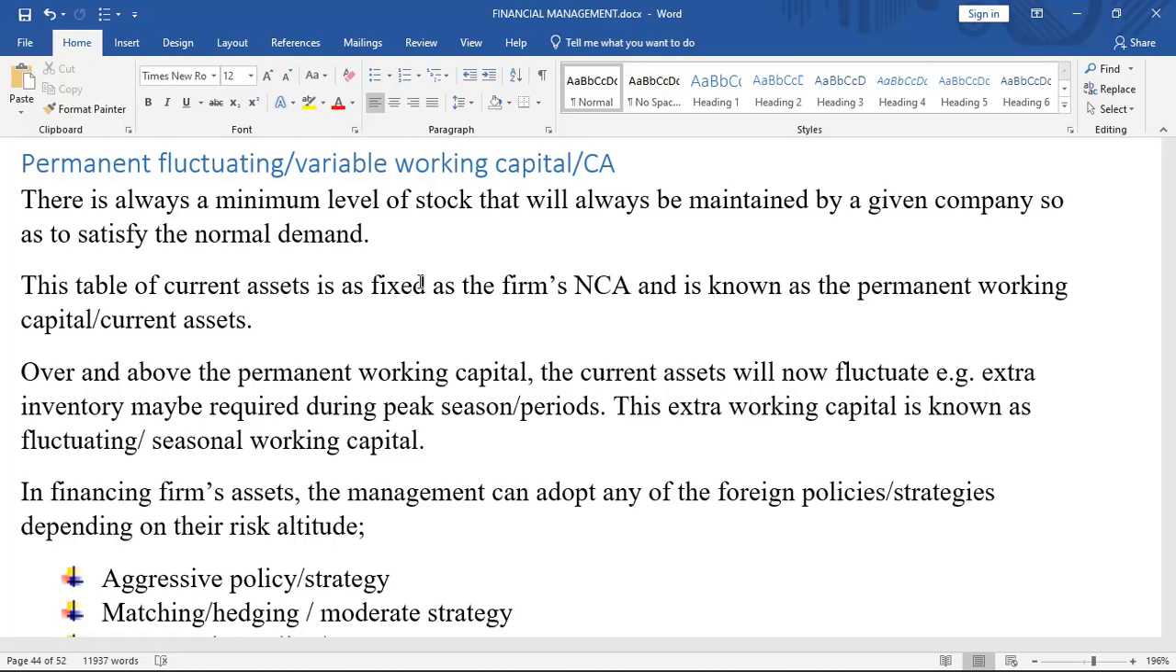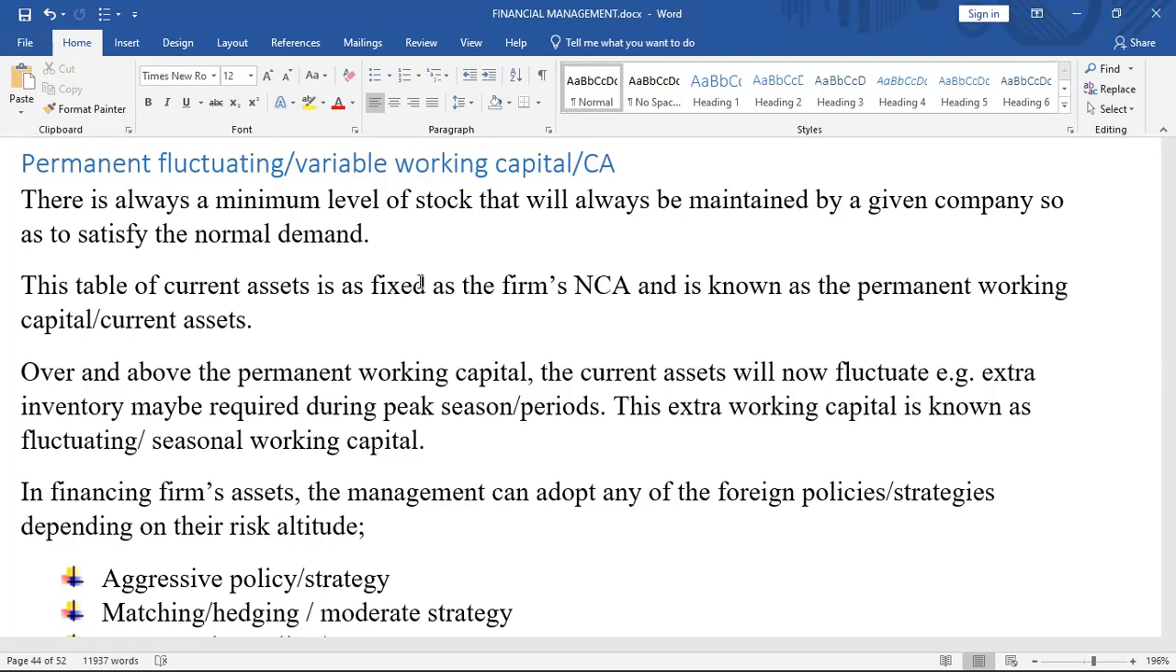Then we have the minimum stock levels. This is the level which, once reached, an organization has to place an order with the supplier. The organization should ensure that we are not running out of stock, because once we run out of stock, it means the organization might be suffering.